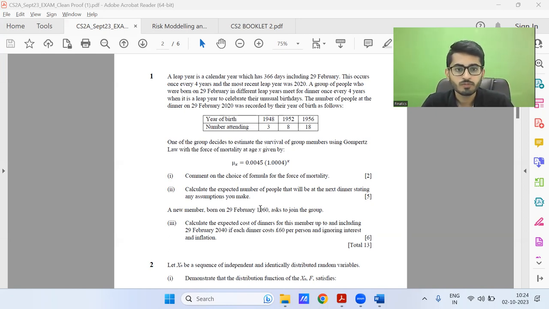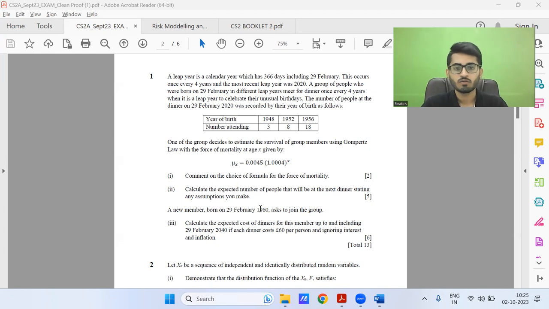Now it's given that a group of people who were born on 29 February in different leap years meet for dinner once every 4 years, when it is a leap year, to celebrate their unusual birthdays. The number of people at the dinner on 29th Feb 2020 was recorded by year of birth as follows: 1948, 3 attended; 1952, 8 attended; 1956, 18 attended. So the ones born in 1948 would have been aged 72 in 2020. Those born in 1952 would be 68 on 29th Feb 2020, and those born in 1956 would be 64.